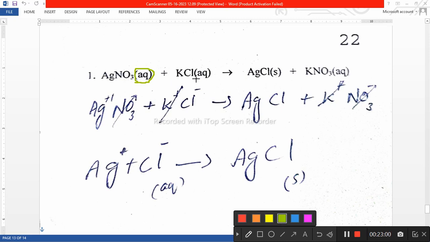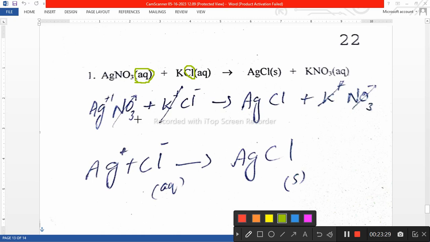How do we know that this calcium chloride, it is a salt and it is soluble? As we have studied that all the halides are soluble except Ag and Pb, so it will also be aqueous. AgCl will be the insoluble one, because all the halides are soluble except Ag and Pb, so it will be in the solid state because it will not dissolve in water. Now nitrate, all the nitrates are soluble.